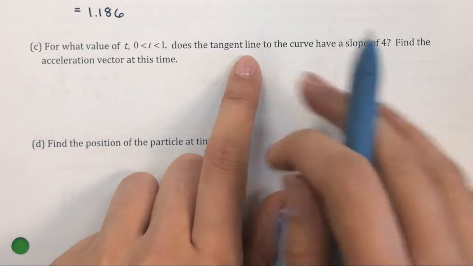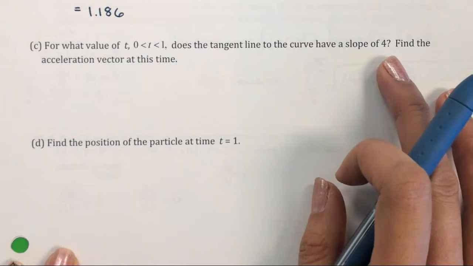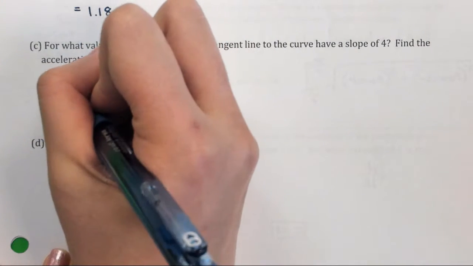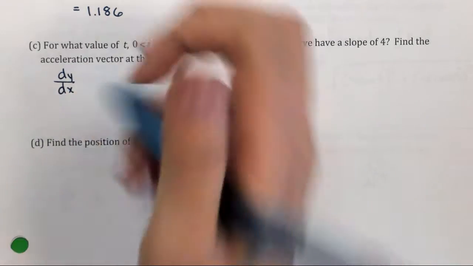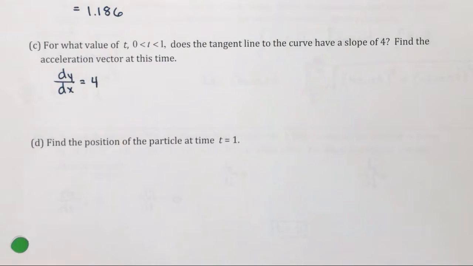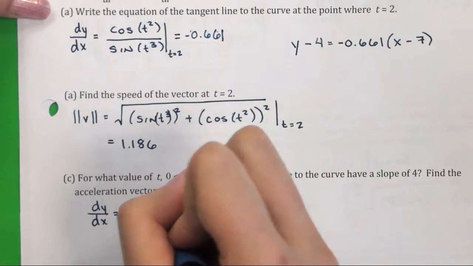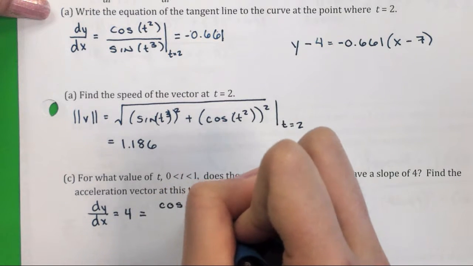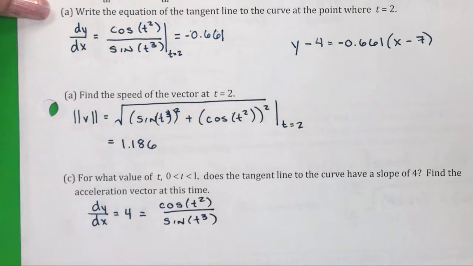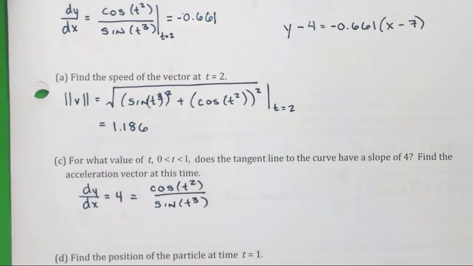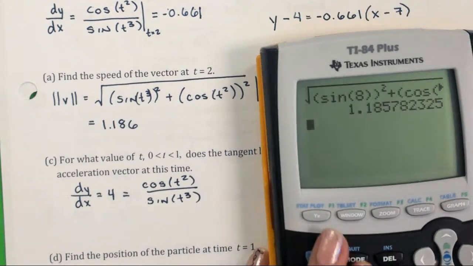Guys, we have to finish. For what values of t between 0 and 1 does the tangent line to the curve have a slope of 4? Okay. So I want dy/dx, that's the tangent line slope, to equal 4. And I already know from up here that dy/dx was this. So I'm just going to set this equal to that. All right, how do I solve this? Yeah, you have to use your calculator.